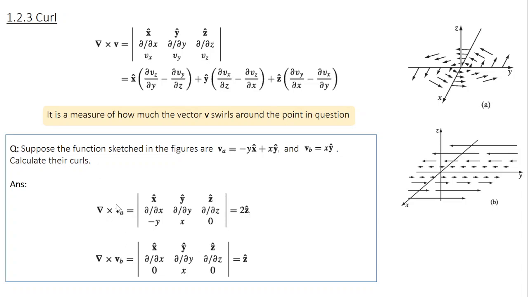So to calculate curl, you need to write the components in the determinant form. And if you solve this, you get this is equal to 2z cap. So you have a non-zero curl along the z direction as we have predicted. In the second case, if you do this math, you get once again z cap, a non-zero curl along the z direction. So curl refers to a rotating effect of a given function about a given reference point.